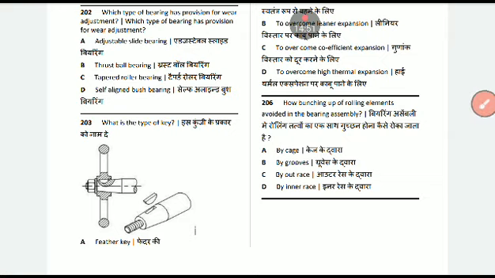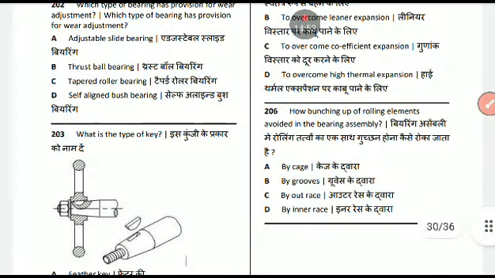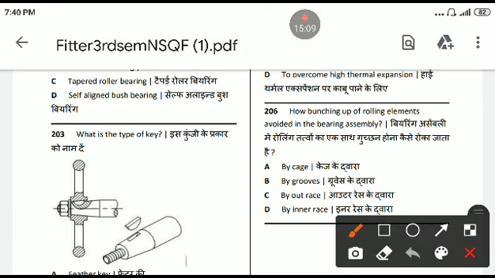How is bunching up of rolling elements avoided? By cage, by groove, by outer race, by inner race. By cage. Bunching up of rolling elements is avoided by cage.